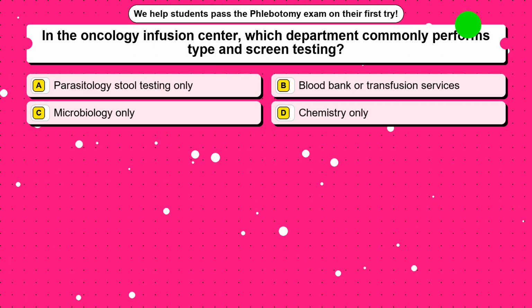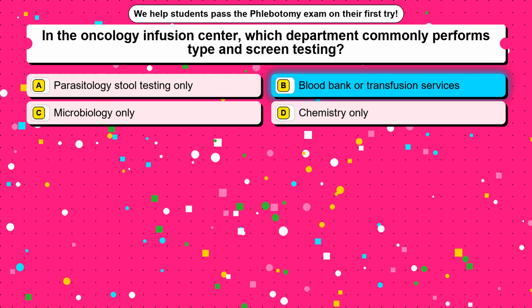Question 86. In the Oncology Infusion Center, which department commonly performs type and screen testing? Option A, parasitology stool testing only. Option B, blood bank or transfusion services. Option C, microbiology only. Option D, chemistry only. The correct answer is option B. Blood bank or transfusion services.